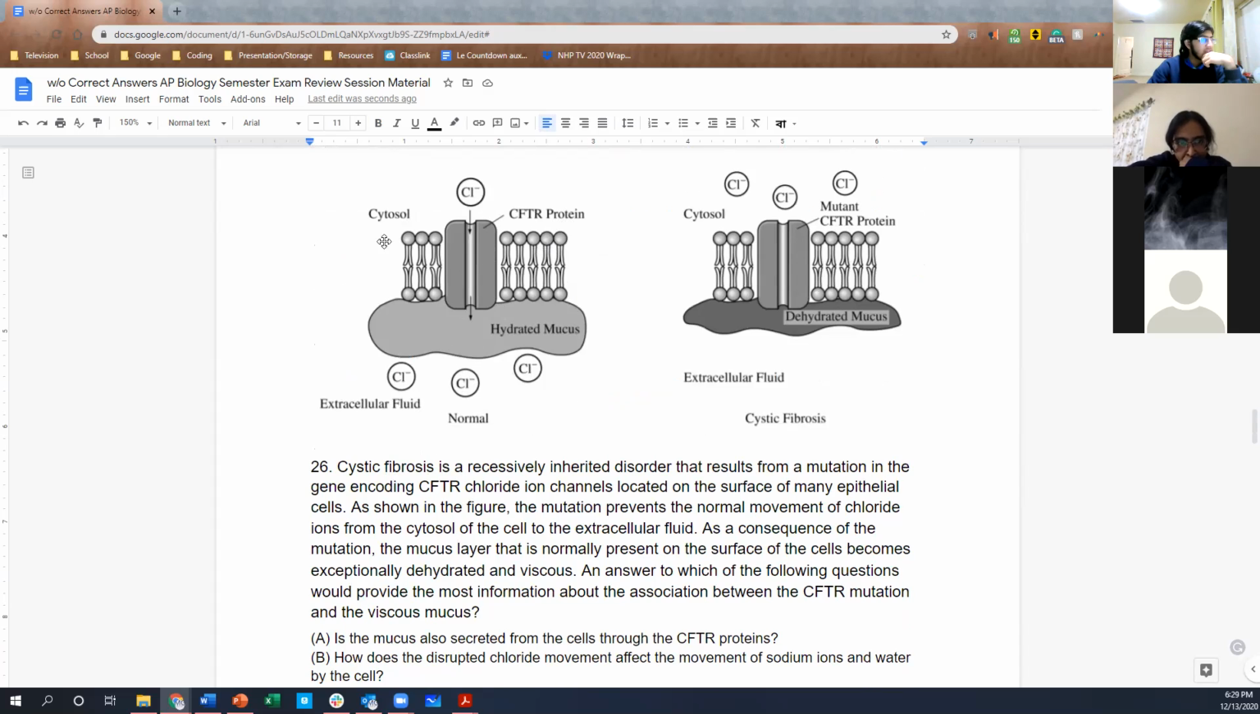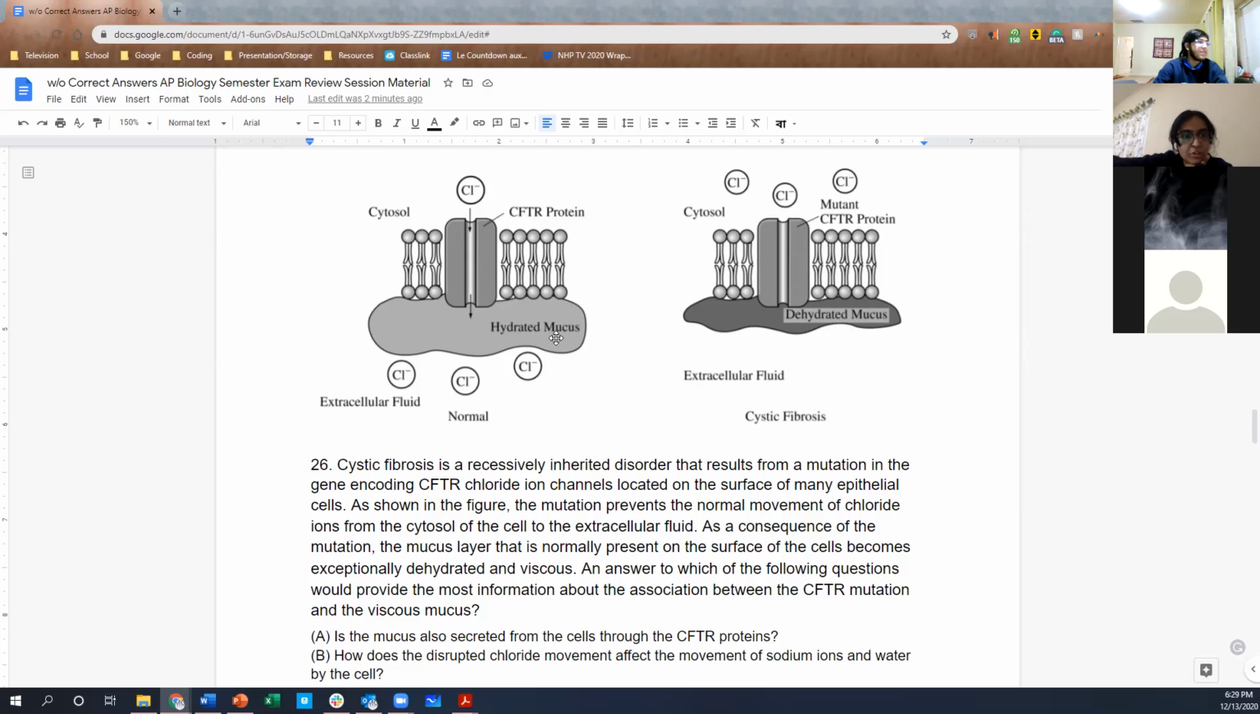It looks like in this CFTR protein, the chlorine ions are going against their concentration gradient. Doesn't it look like that to me? That's what it looks like to me. And then that's normal. But in cystic fibrosis, when there's dehydrated mucus, it doesn't allow the chlorine ions to pass through.